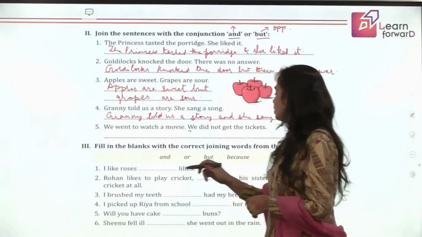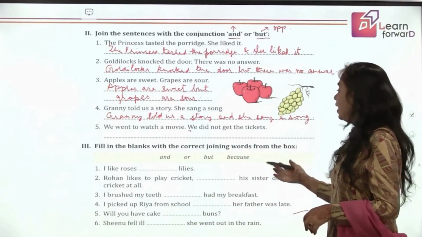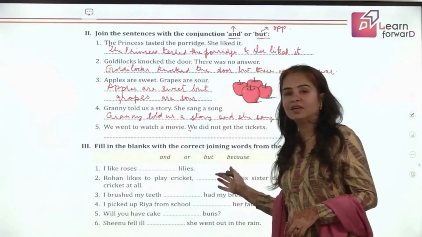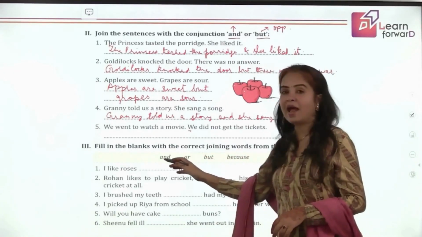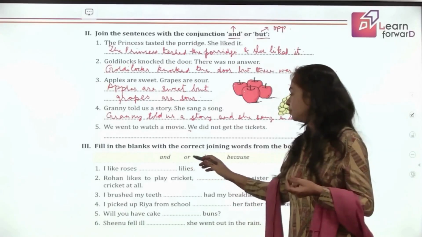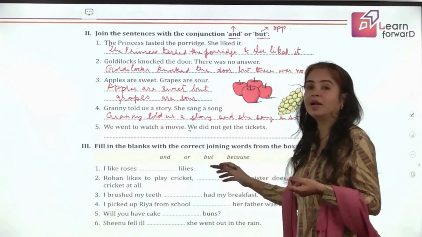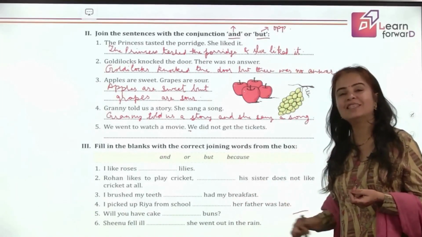Let's do that next. Fill in the blanks with the correct joining words from the help box. So these are the 4 joining words we have learned. And means together, both. Or means choice. But means opposite. And because means reason.